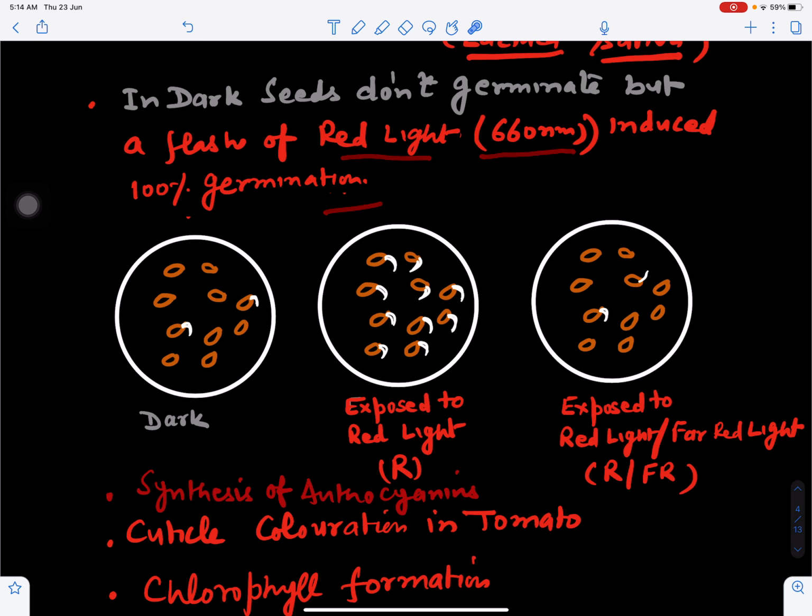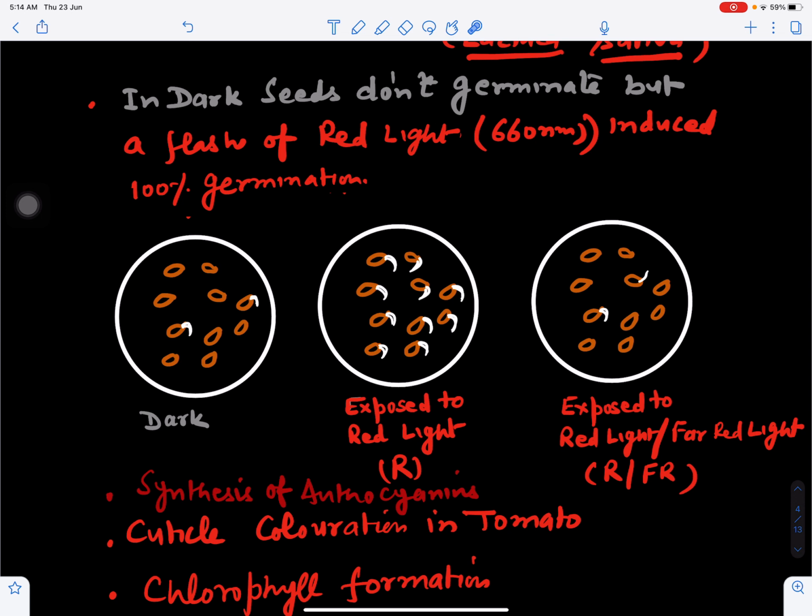Now we can do this experiment. These are the seeds which are growing in dark conditions, and here this is showing the germination. First thing which comes out is the radicle, right? So this is showing its germination process, and when it is exposed to red light, we can see 100% germination, and when it is exposed to red and then far-red light, again this germination is reversed. So maximum occurs in the red light portion.